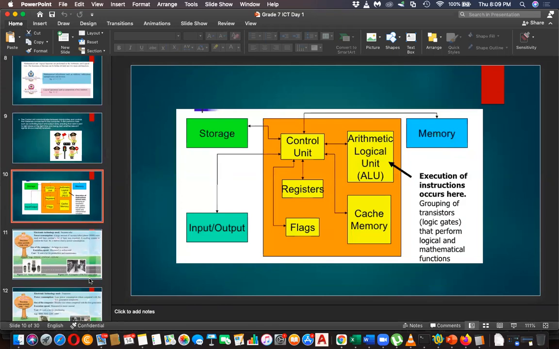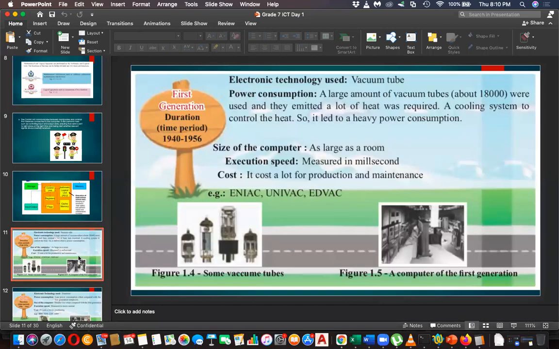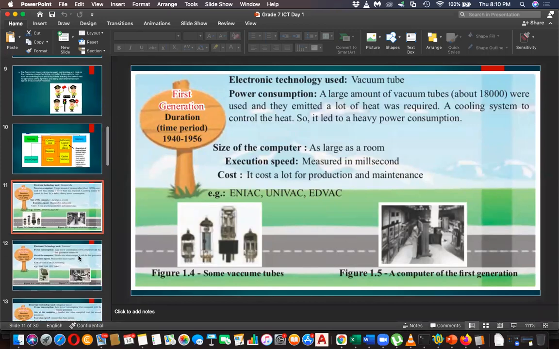After this session, you have to rejoin with the same link. We have to discuss the history of the central processing unit. This part will finish in 40 minutes with the meeting, so please join back from the same link.